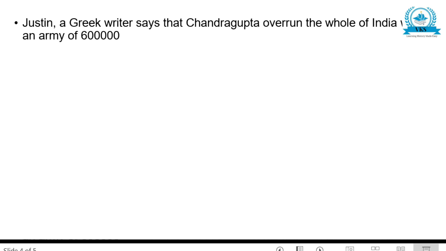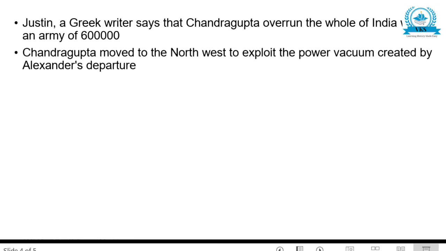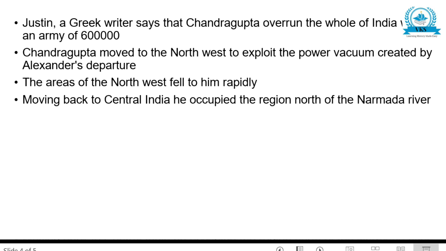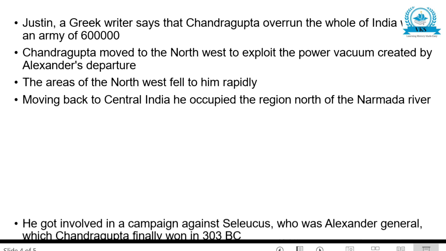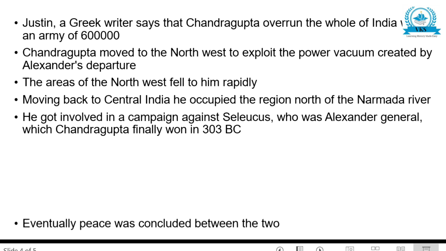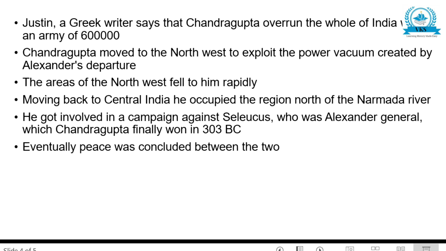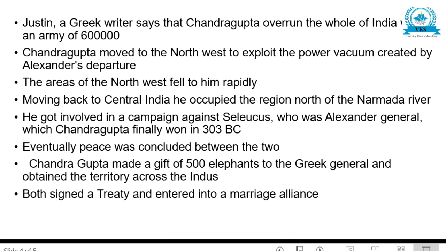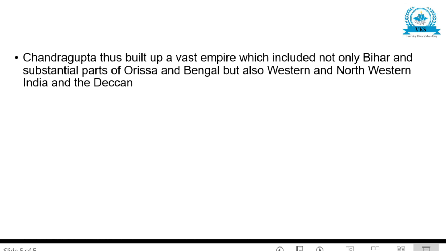Justin, a Greek writer, says that Chandragupta overran the whole of India with an army of 6 lakh. Chandragupta moved to the northwest to exploit the power vacuum created by Alexander's departure. The areas of the northwest fell to him rapidly. Moving back to central India, he occupied the region north of the Narmada river. He was involved in a campaign against Seleucus, who was Alexander's general, which Chandragupta finally won in 303 BC. Eventually, peace was concluded between the two. Chandragupta made a gift of 500 elephants to the Greek general and obtained the territory across the Indus. Both signed a treaty and entered into a marriage alliance.